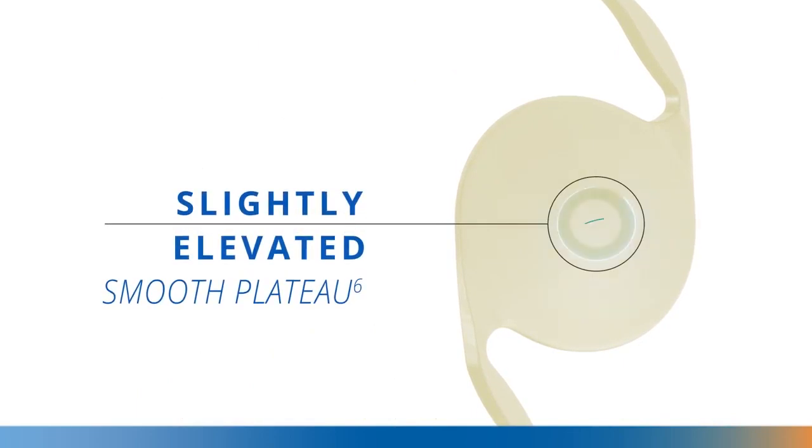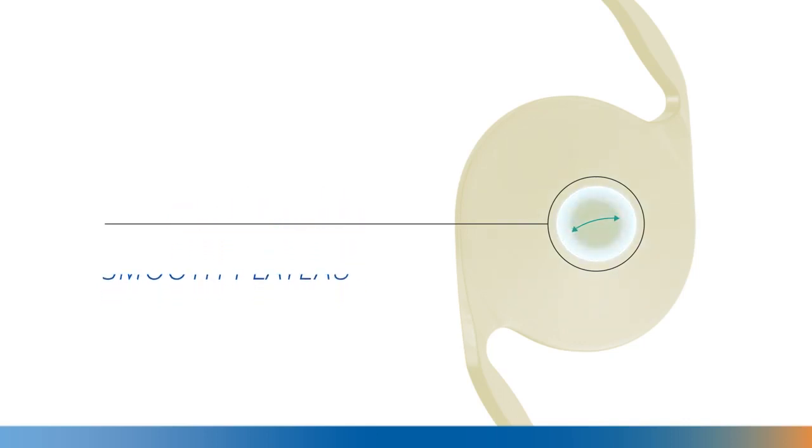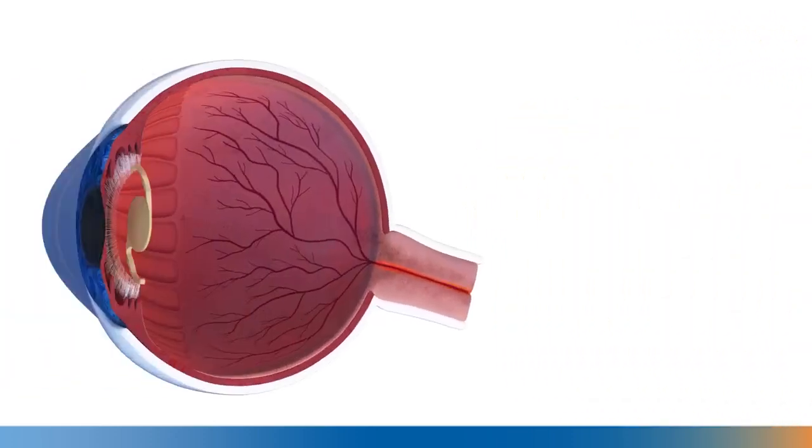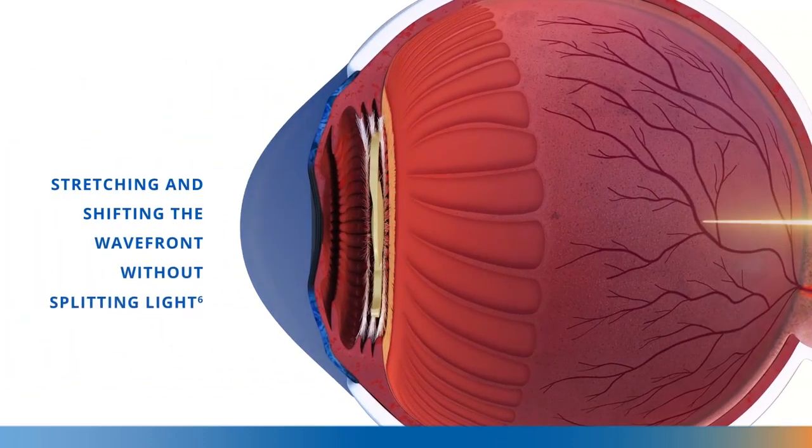The first surface transition element is a slightly elevated smooth plateau that is about 1 micron in height, which stretches the focal range. The second surface transition element is a small curvature change, which shifts the wavefront to the anterior side of the retina to utilize all available light energy. These two smooth surface transition elements work together to stretch and shift the wavefront, creating an extended focal range.